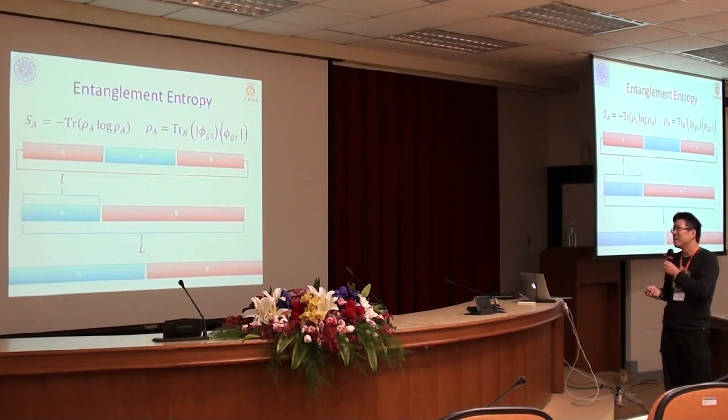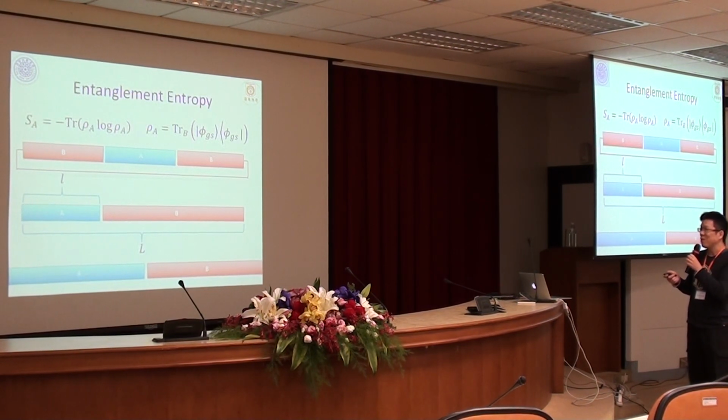For entanglement entropy scaling, you have a system and you divide it into A and B, you trace out B, and you get the reduced density matrix for A.